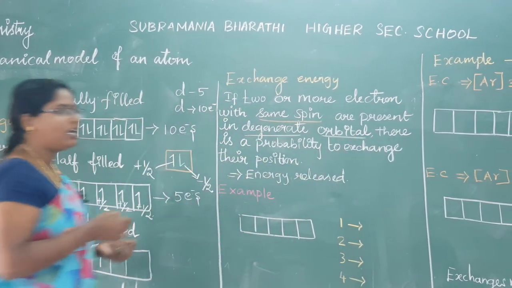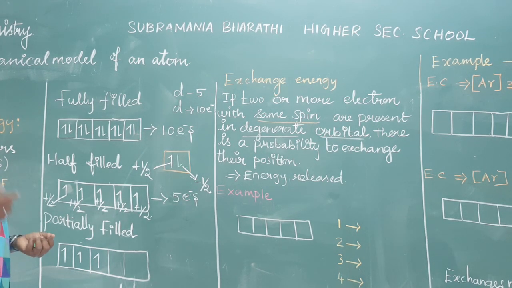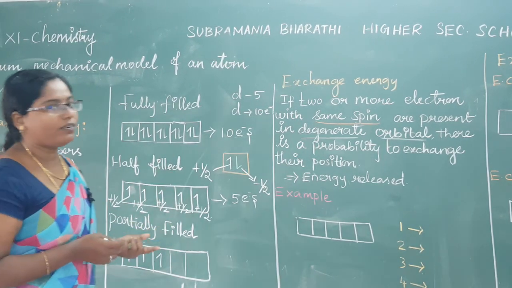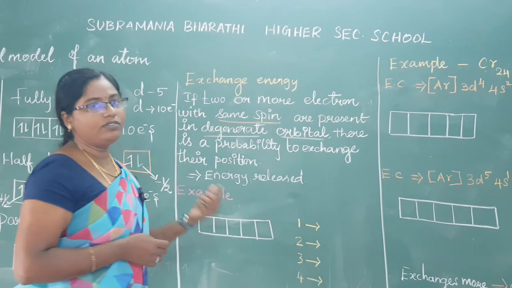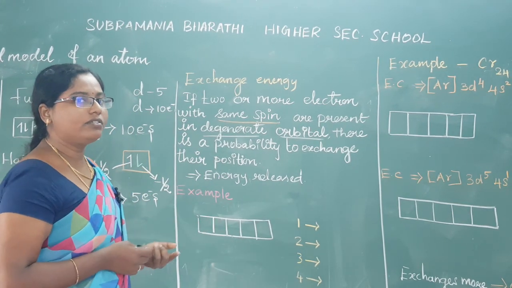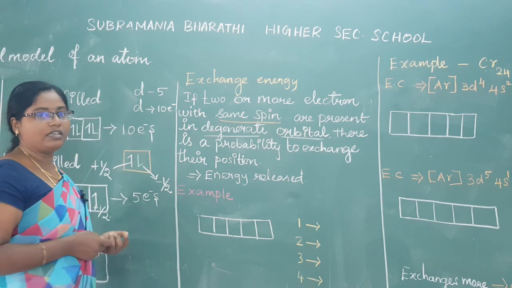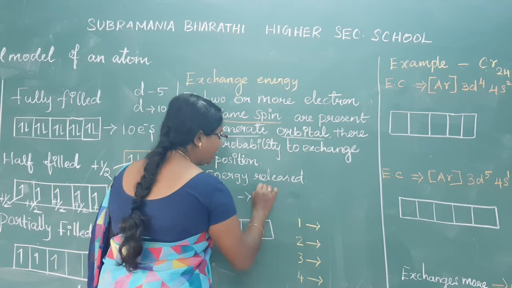We know what a degenerate orbital is. Degenerate means the orbitals have the same energy, so they are called degenerate orbitals. This is the definition for exchange energy. When this exchange happens, energy is released. That energy is called exchange energy. Let us explain that exchange energy with an example. So, I have taken the d orbital as an example.